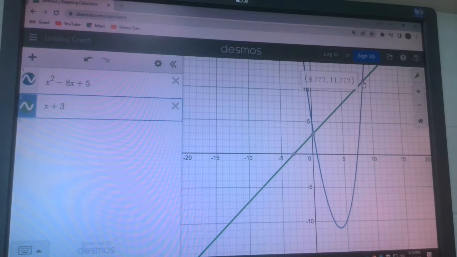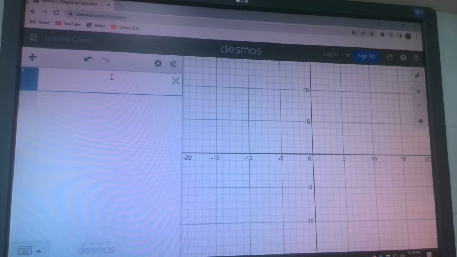8.772 is my second x. It's that easy, you guys. Okay, now for the inequality. We have to really use our noggin here.